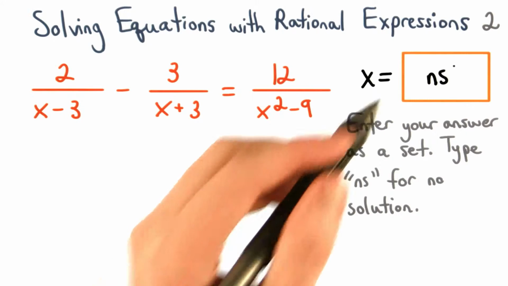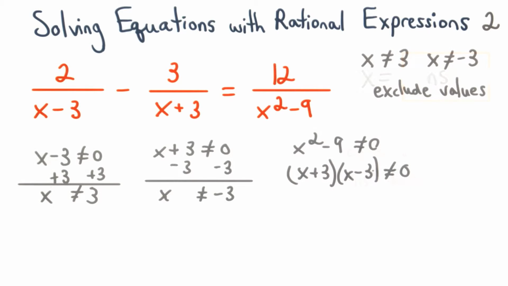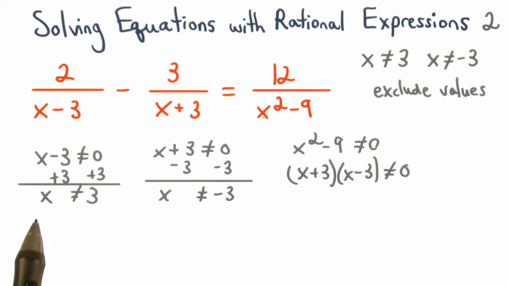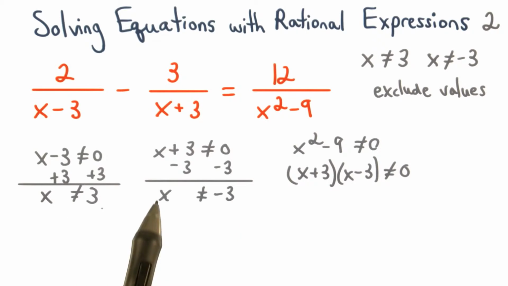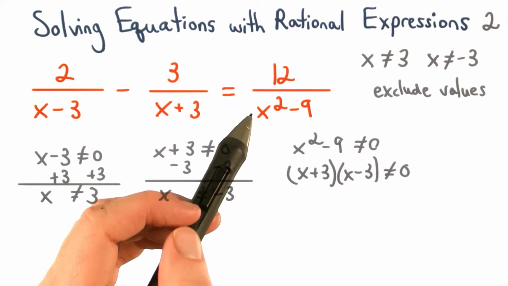Well, it turns out there's no solution for this equation. Let's see why. We know each of these denominators cannot equal 0, so x could not equal positive 3, and x could not equal negative 3. Remember, we don't want these fractions to be undefined.